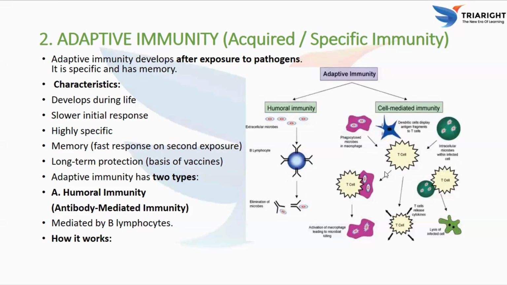Whereas cell-mediated immunity is mediated by T lymphocytes, T cells, especially helper T cells and cytotoxic T cells. How does it work? A pathogen invades and infects a cell. The infected cell or a dendritic cell displays the antigen to the T cells. Once T cells become activated, they form helper T cells and cytotoxic T cells. This is the main defense against viruses, intracellular bacteria as well as cancer cells.